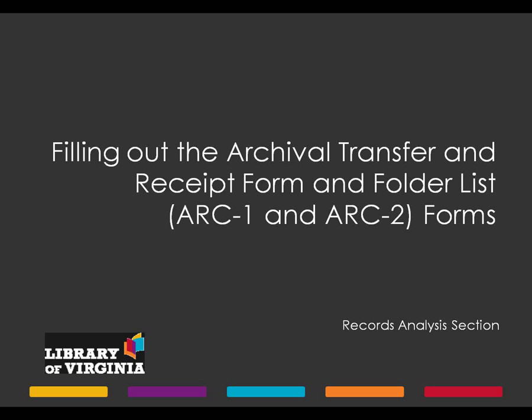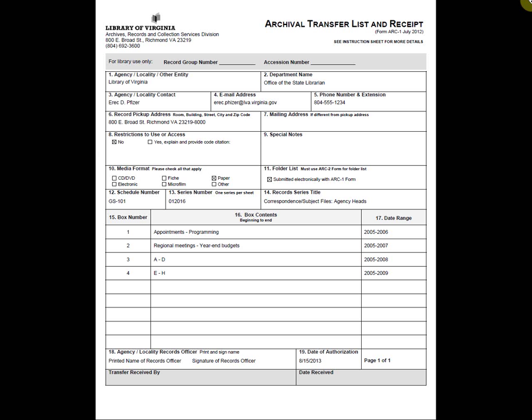The ARC forms are for archival permanent records only. The ARC1 and ARC2 forms must be sent to and approved by your assigned records analyst prior to transferring the records. Both the ARC1 and the ARC2 are required forms for archival transfers. The forms are available on the Library of Virginia's Records Management website. Let's start with the ARC1, the Archival Transfer List and Receipt form.